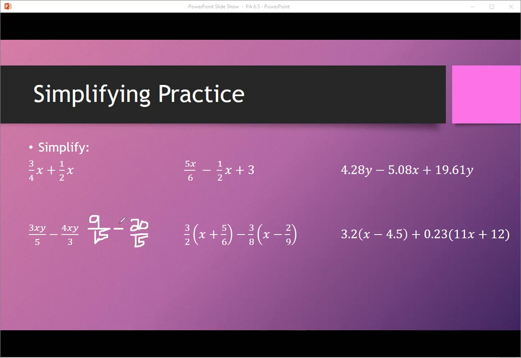And remember, you're really saying plus the negative here, since this was a negative 4/3. 9 plus a negative 20 is like saying 20 take away 9. So that would give me negative 11 over 15. And I can put my xy back with my answer.